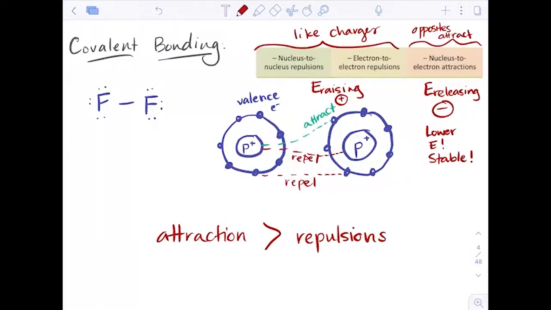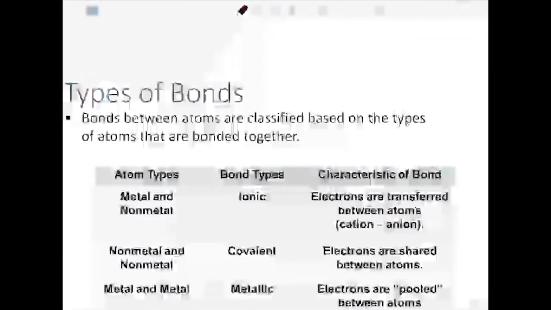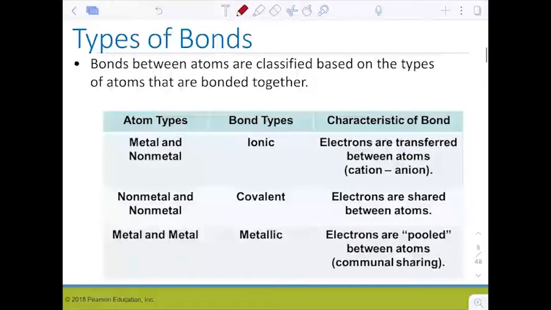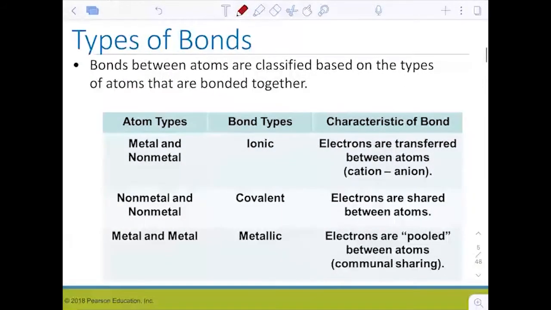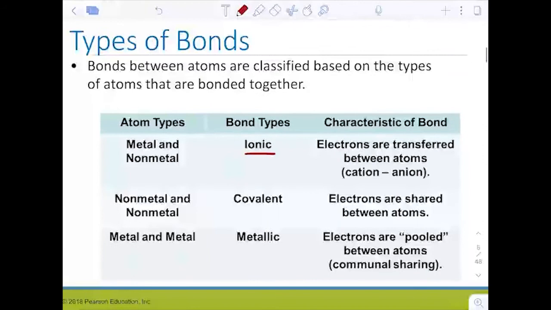And so once we start looking at all of these ideas, what's important to note is all of the Coulomb's law that we have to consider. All right, there are 3 major types of bonds. We're going to discuss, again, just the 2: ionic and covalent. We've discussed ionic bonds in the last unit. Electrons are transferred between atoms. A non-metal will gain electrons to become an anion. The metal will lose electrons to become a cation.